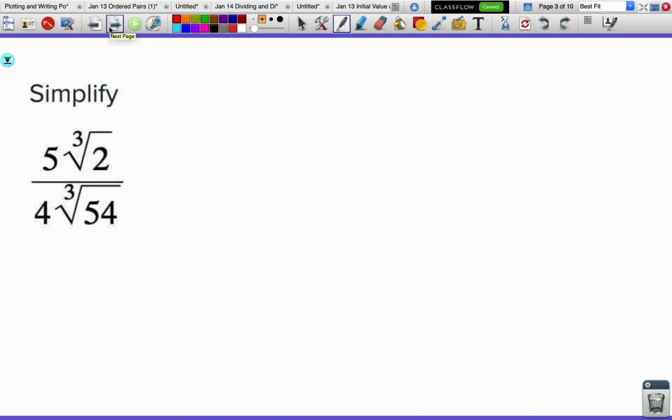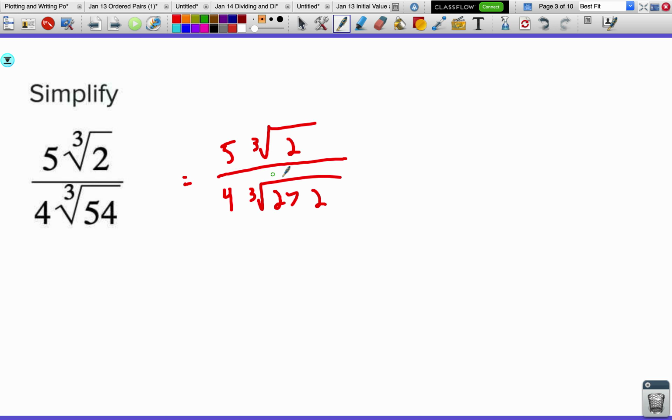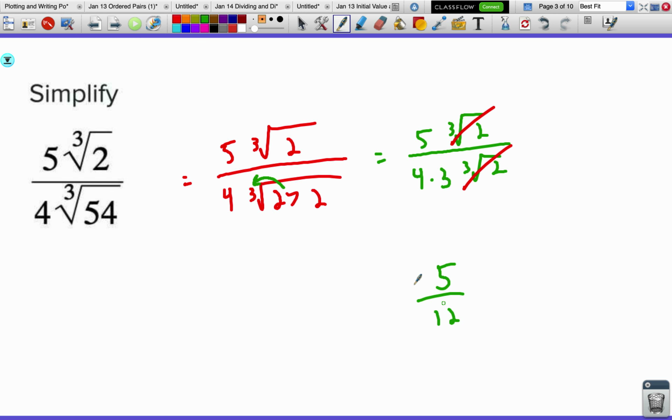Okay, one more simplify. Here we've got a cubed root over a cubed root. 54 does have a perfect cube factor. I can split that 54 into a 27 and a 2. All right, that 27 can then break out and become a 3. So I get 5 cubed root 2 over 4 times 3 cubed root 2. And I can cancel out those cubed root 2's because it's the same on the top and the bottom. And I'm just left with 5 over 12, final answer.